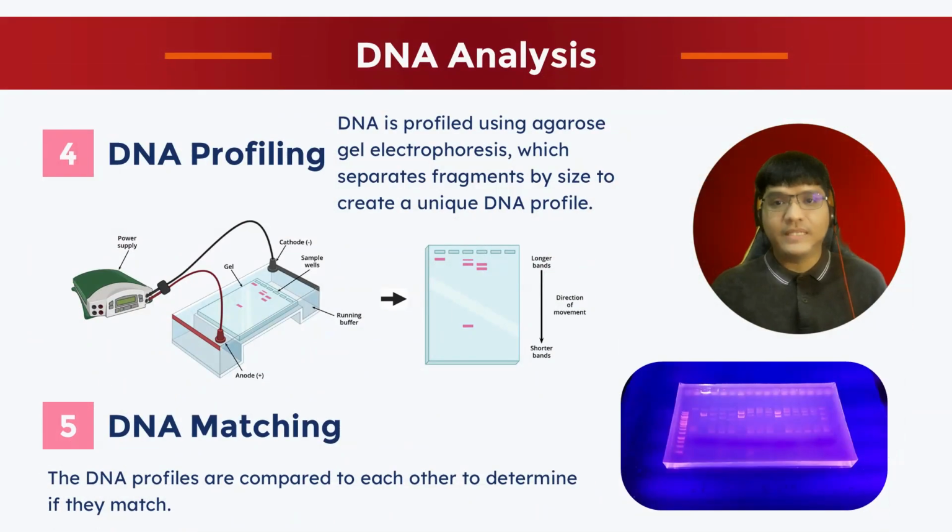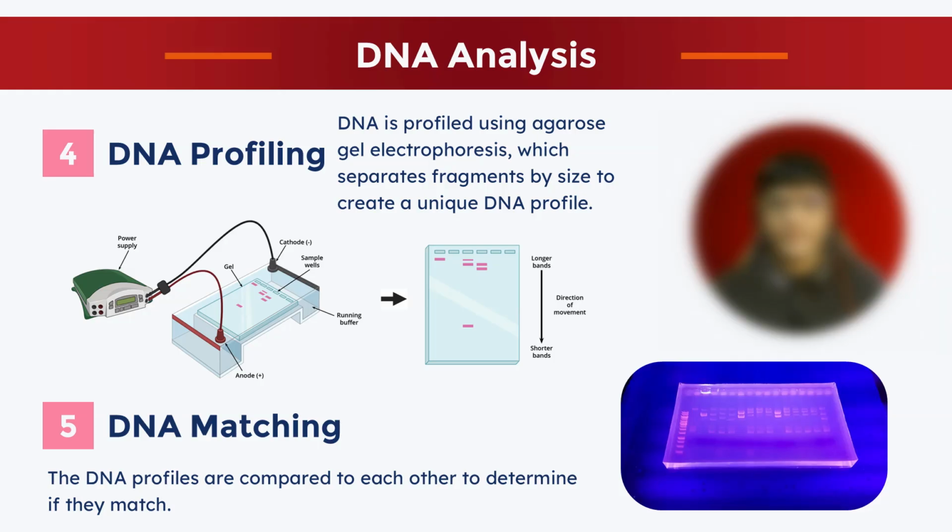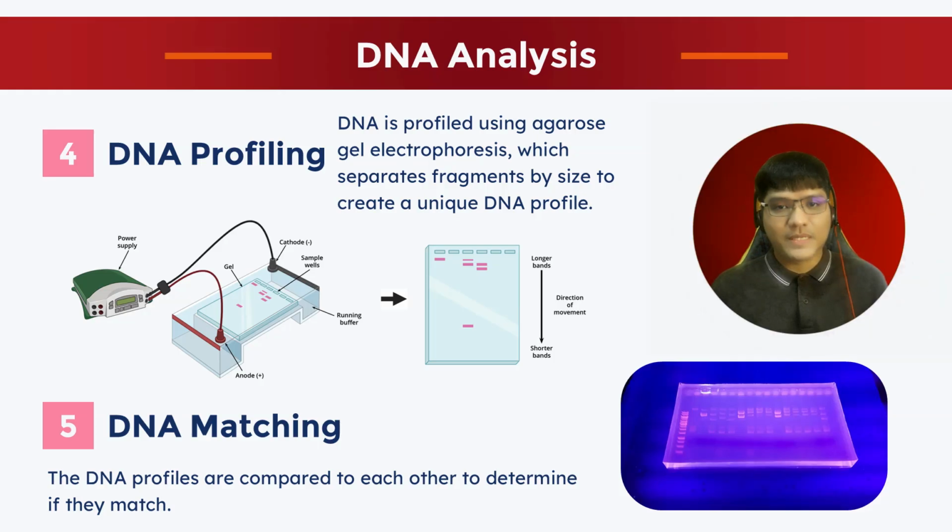Next, we create a DNA profile by separating DNA pieces through a technique called gel electrophoresis, which we will explore in more detail shortly. Finally, the suspect's DNA is compared to the crime scene sample. If the band patterns are the same, it indicates a possible match between the DNA samples.